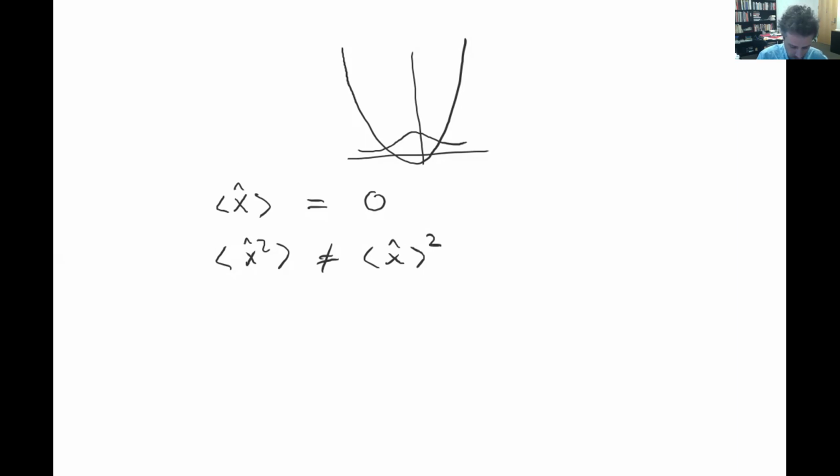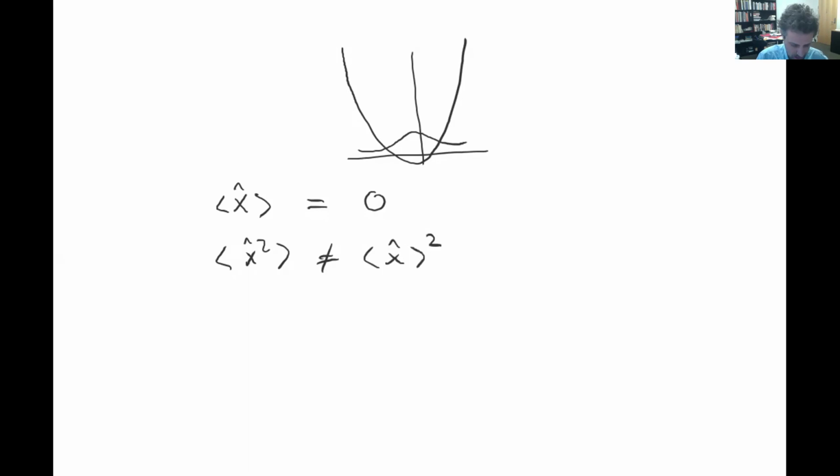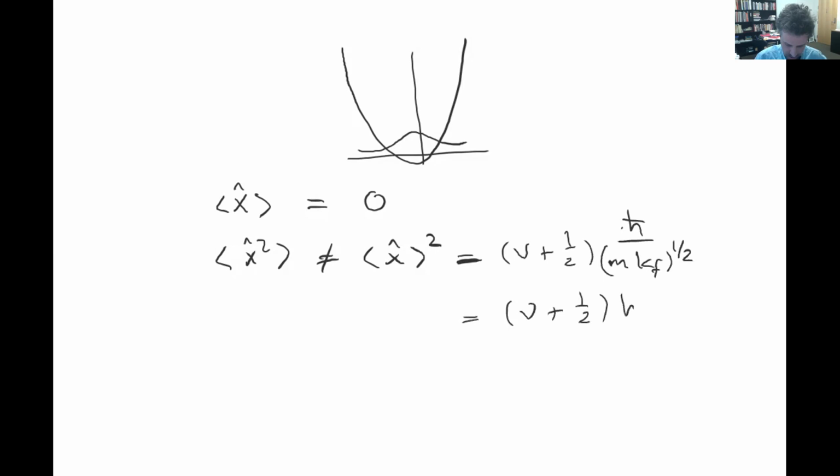Now, what do I find for this operation, which I believe is yet another exercise that we have to do for the worksheet? What we find is the following. It's nu plus half times h bar over m k_f, and then the square root of that. And that turns out to be, of course, that's a definition of omega. So what I find is this, okay? So this is a value that is definitely not 0, okay? It is a value that changes.